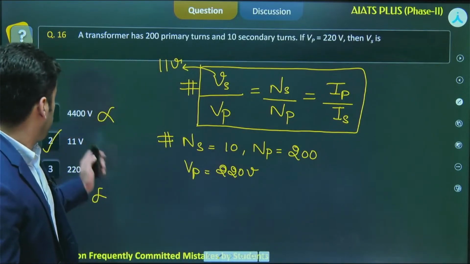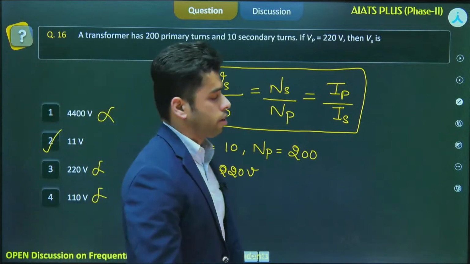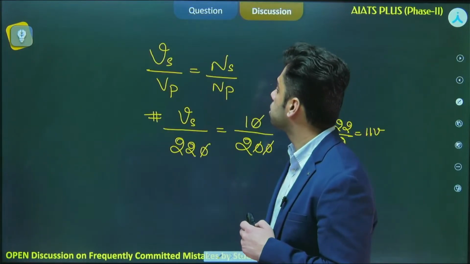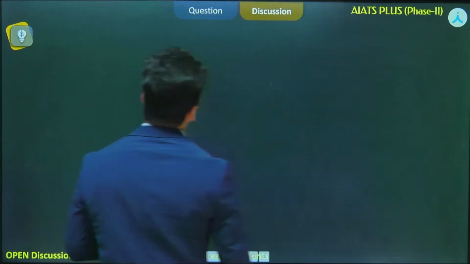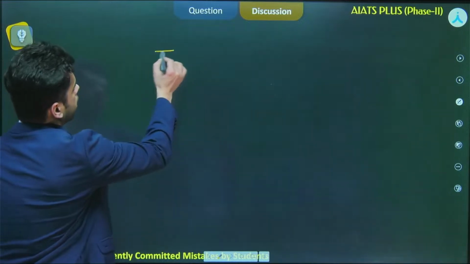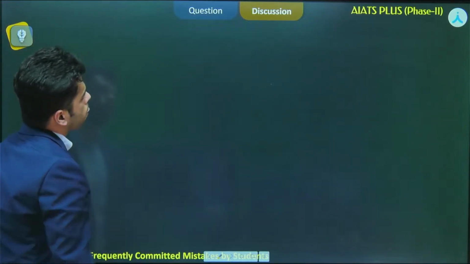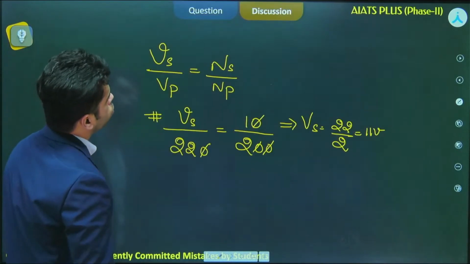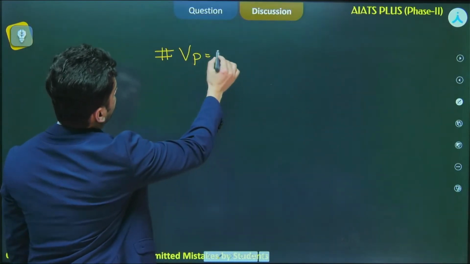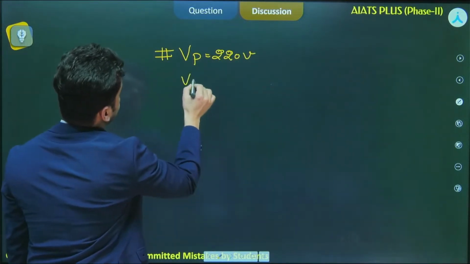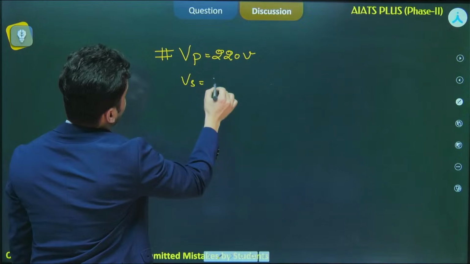So yes, we got our answer. Answer is option 2, that is 11 volt. Now let us understand what else can be asked in such a problem. Right now the Vp that was given to me was 220 volt, and Vs I just calculated was coming out to be equal to 11 volt.